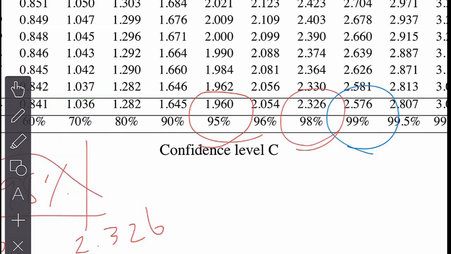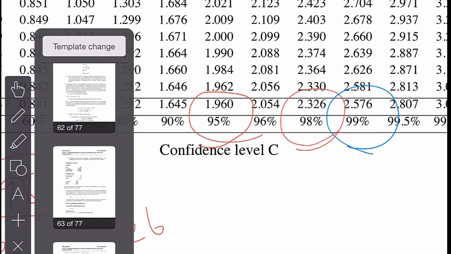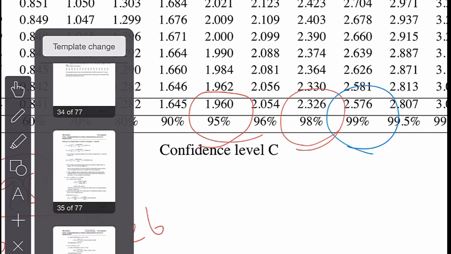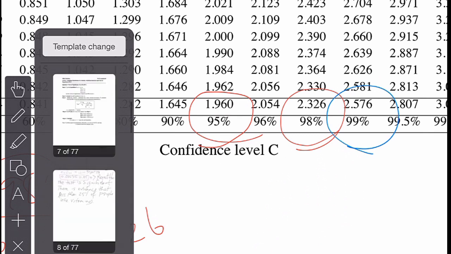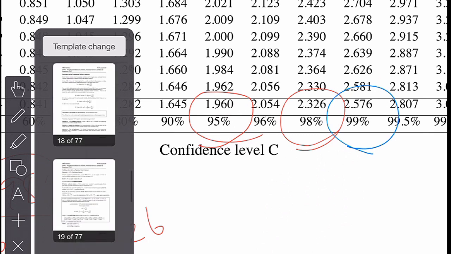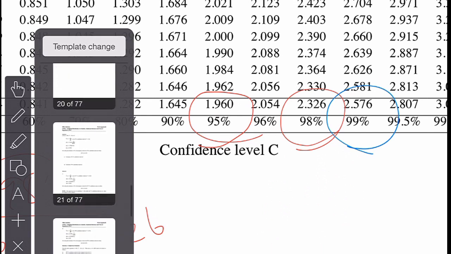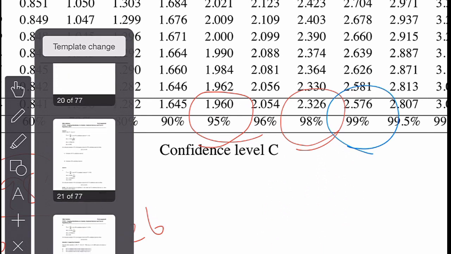Oops. I wonder if I can type the number somewhere. Page number. I think it's here.